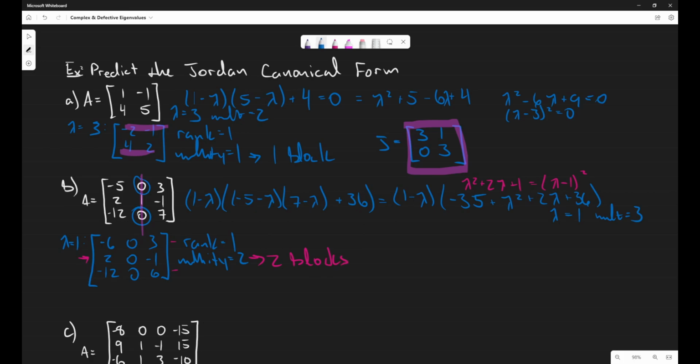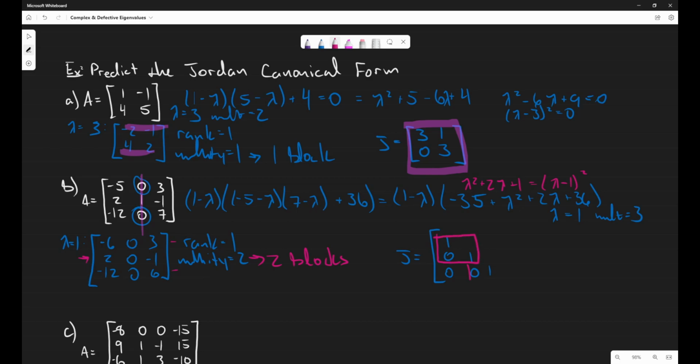And so our Jordan canonical form will be, again, 1s across the diagonal, and then this portion will be 0. We want 2 blocks. How do we create 2 blocks? Well, what we can do is have a 1 by 1 block and a 2 by 2 block. That is the only possible way you can do it. You don't necessarily have to do it like this. You can also do it like this.